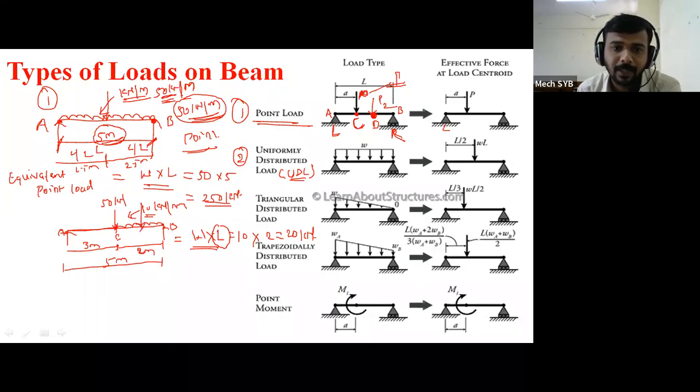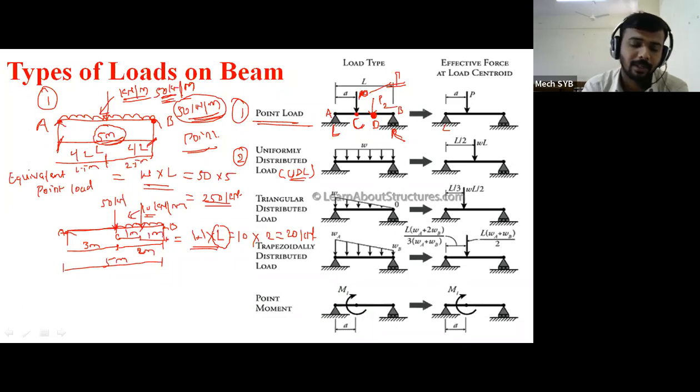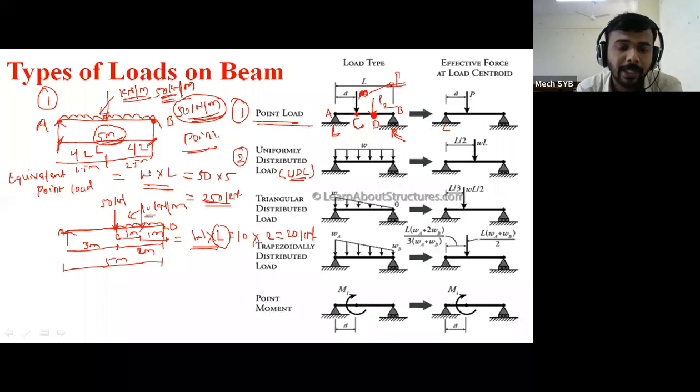and B. That is 1 meter from this side, 1 meter from this side. Therefore, L/2 means it is the length of UDL divided by 2. It is not the total length of the beam. In figure number 1, the total length will be applicable, L/2. And in figure number 2, the length is applicable where UDL is applied.